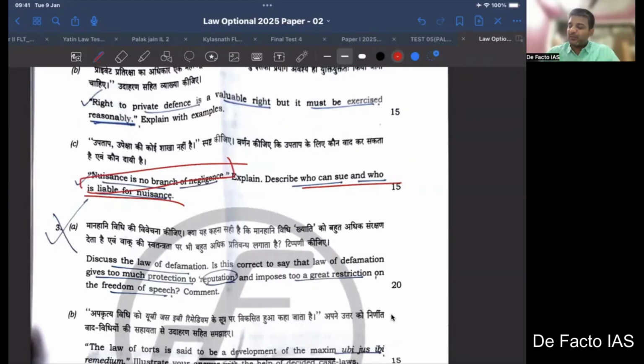Now, nuisance, all of you must be knowing, has two types: public nuisance and private nuisance. Public nuisance is always a crime. But in certain cases, if certain conditions are fulfilled, for example if you have special damage, it will become a tort as well. So again, a very simple question, with the very famous case Radhe Syam Tiwari in that also.